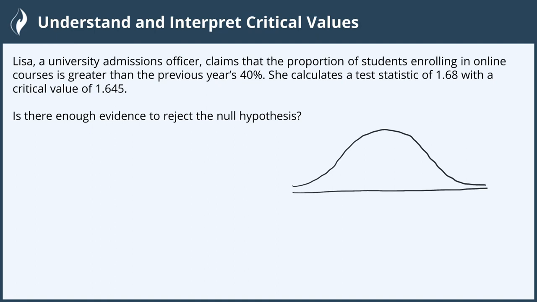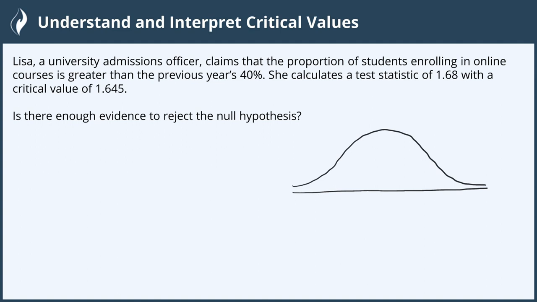Hi everyone! In this video, we will understand and interpret critical values. Lisa, a university admissions officer, claims that the proportion of students enrolling in online courses is greater than the previous year's 40%. She calculates a test statistic of 1.68 with a critical value of 1.645. Is there enough evidence to reject the null hypothesis?